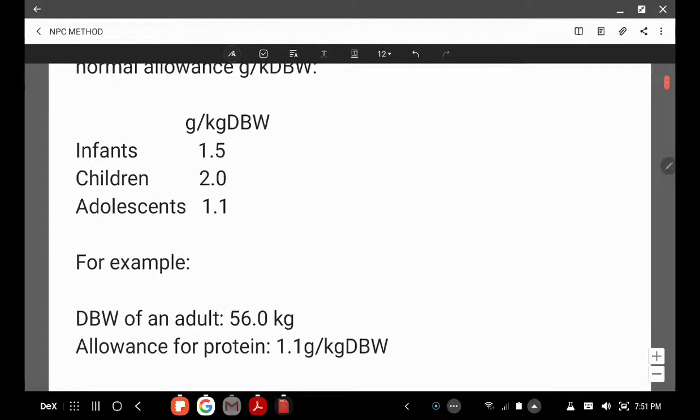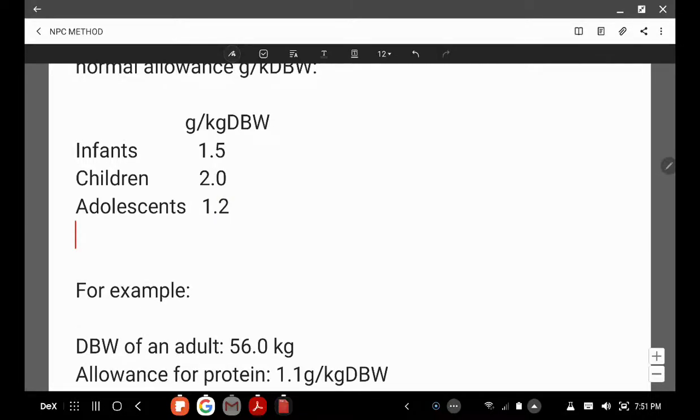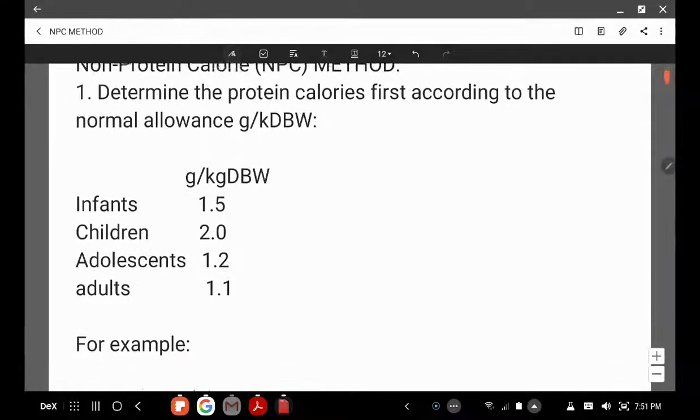For infants, it's 1.5 gram per kilogram desirable body weight. For children, it's 2.0. For adolescents, it's 1.2, and for adults, this is 1.1. All right. So how do you get the protein calories?